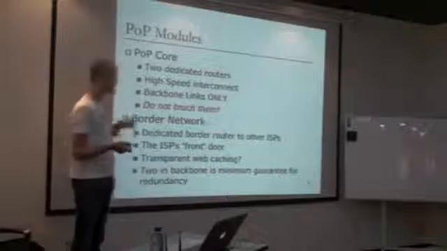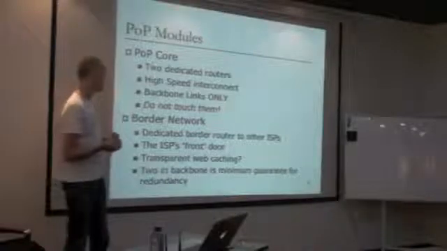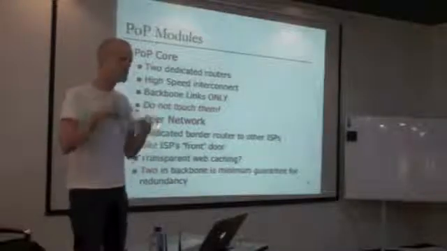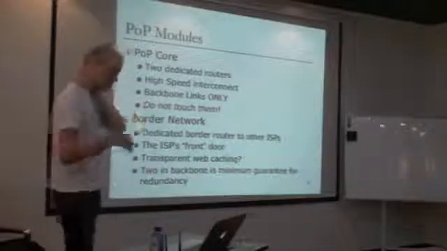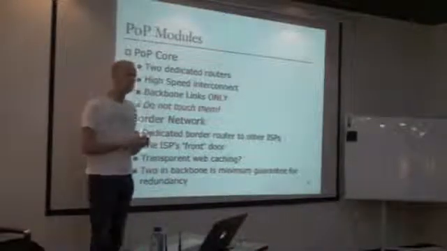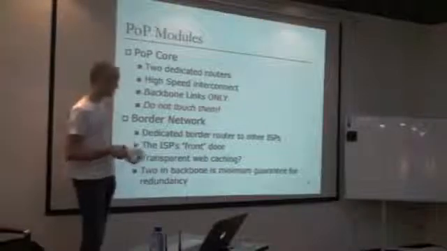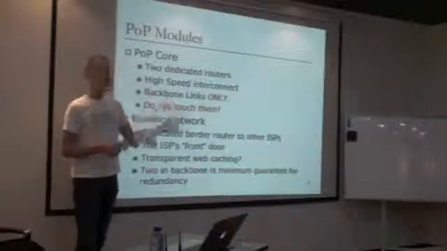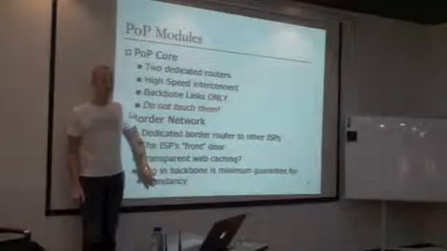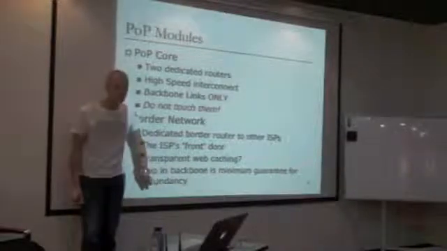The border network: dedicated border routers to other ISPs. So this is the ISP's front door. The border router is actually very, very important. It protects your network from the internet. It protects the internet from your network. It's where all your peering is done, your BGP policy is done, your connecting to other ISPs is done. You may want to do web caching at the edge of your network as well. You may want to do it in the core of the network also. 2 border routers in the backbone is the minimum that you need to give you redundancy. So make sure that you always have the 2 in the network.